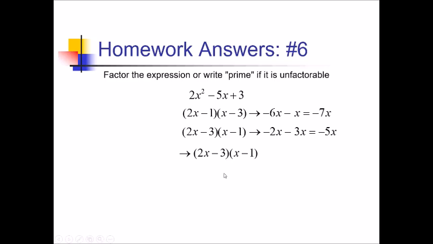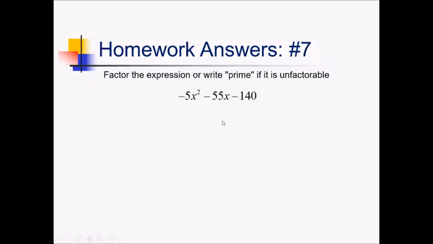and 2x minus 3, x minus 1 is my answer. For this problem, we have an a value that's not 1. So let's first check to see if there are common factors we can take out. So we've got coefficients of negative 5, negative 55, and negative 140. Those are all divisible by 5, and I might as well take out a negative while I'm at it. So if I take out a negative 5, that leaves me with 1x squared. This will be a positive 11x.